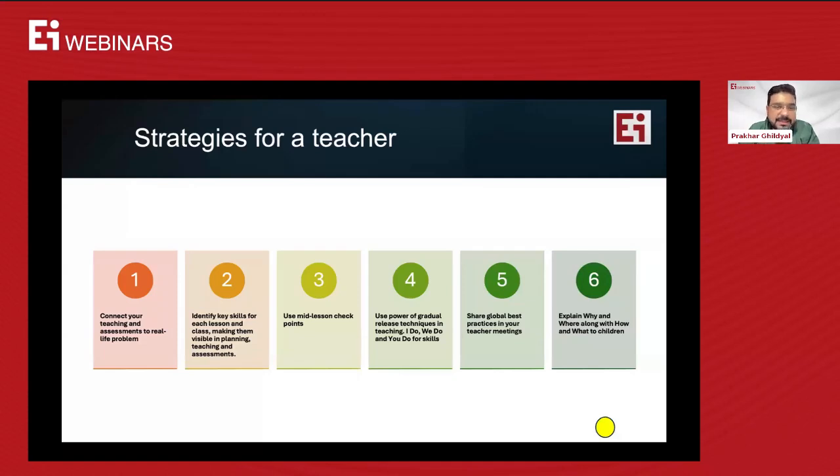Identify skills for each lesson. You can look at different paths. You can go to the National Curriculum Framework. You can look at SAFAL competencies, ASSET competencies. But when you are looking at these skills, ensure these are visible when you're planning the lesson plan, when you're teaching, and also when you're assessing.